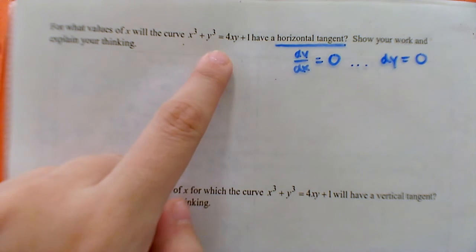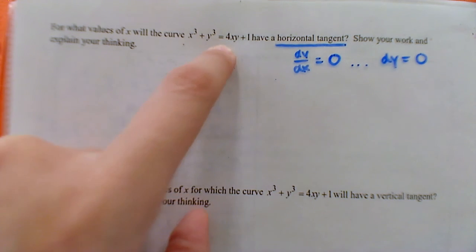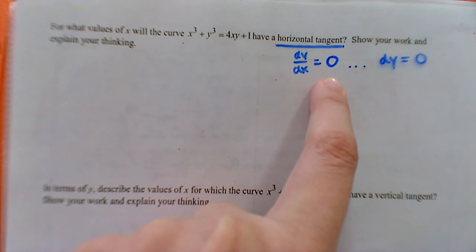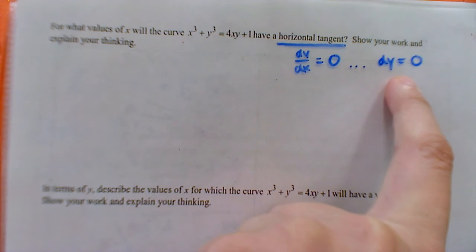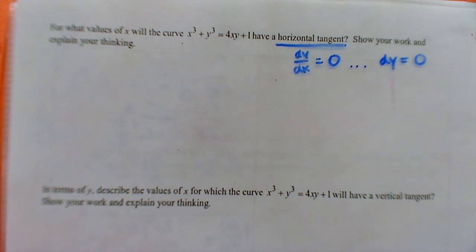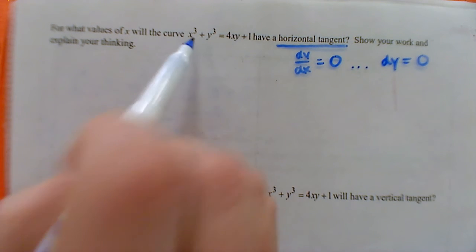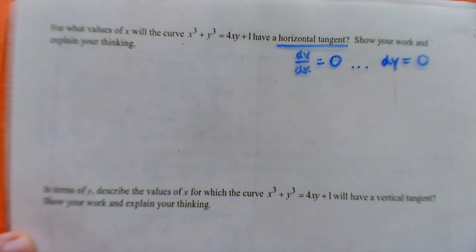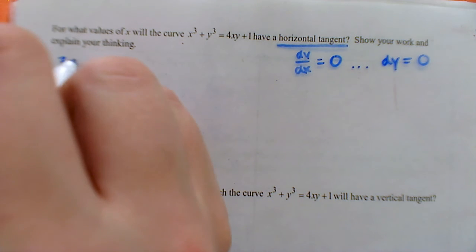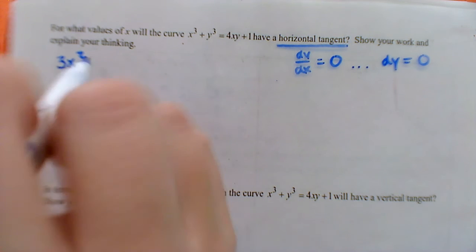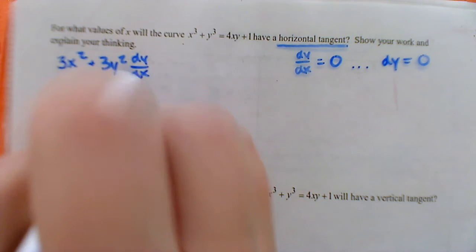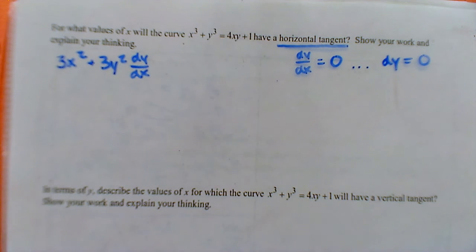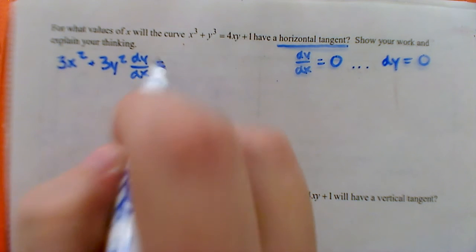All right, so let's go ahead and tackle the derivative, because we know we eventually want to set it equal to zero, probably more specifically the top equal to zero if we have a fraction. Okay, so we're going to work our way through. Derivative of x cubed. We got 3x squared. Derivative of y cubed. 3y squared dy over dx. Good?